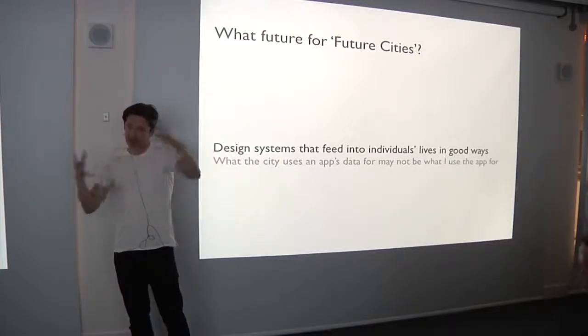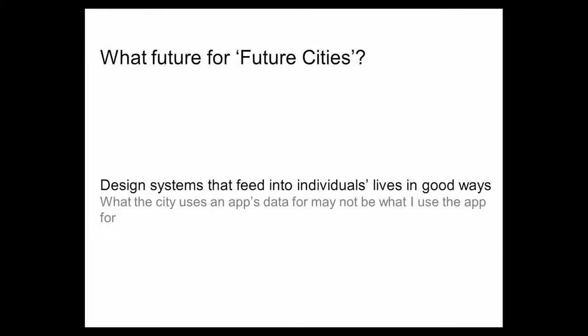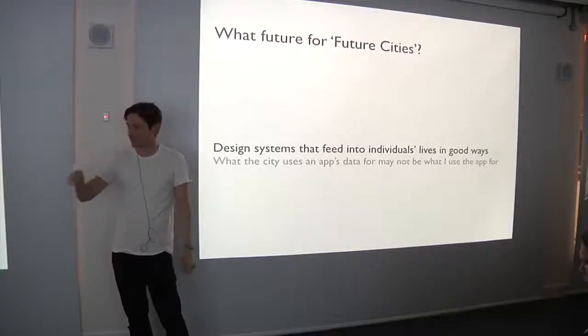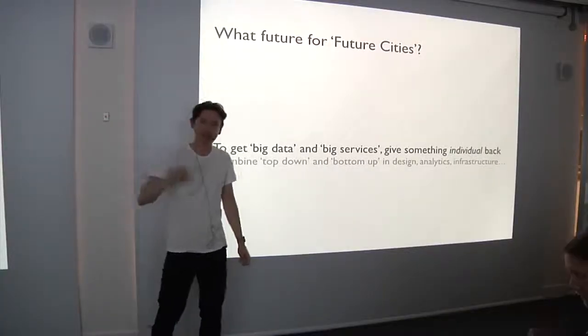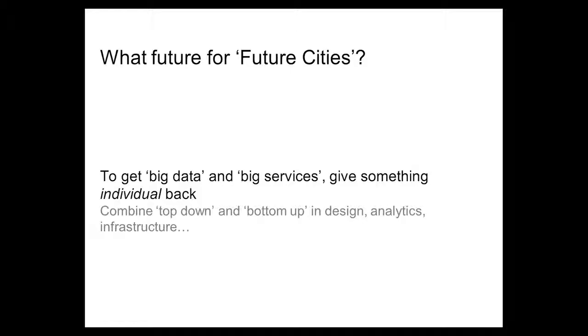To get this big data to fit individuals' lives in good ways, with things like app design or other systems, you can get the data to use at the global scale for the city, but in multiple different apps and services and sources that fit with individuals' many different lives. So to get big data and big services, I'm trying to work out that you've got to give something individual back, which means a profusion of different types of apps and services, not one size fits all. You've got to think not just top down and bottom up, but in a way in which they are interdependent in terms of design.